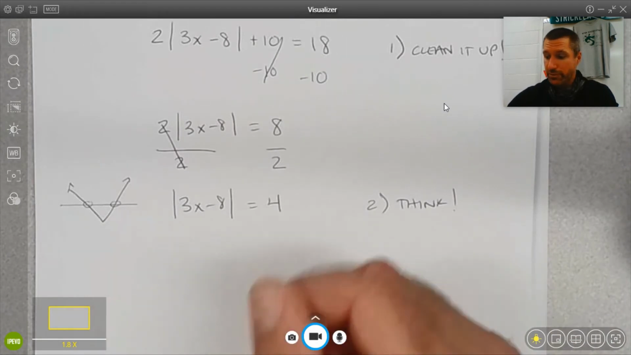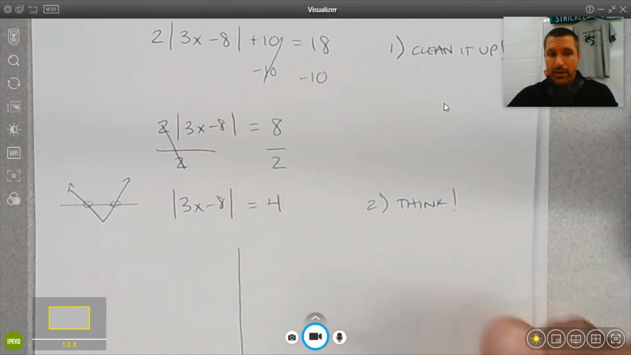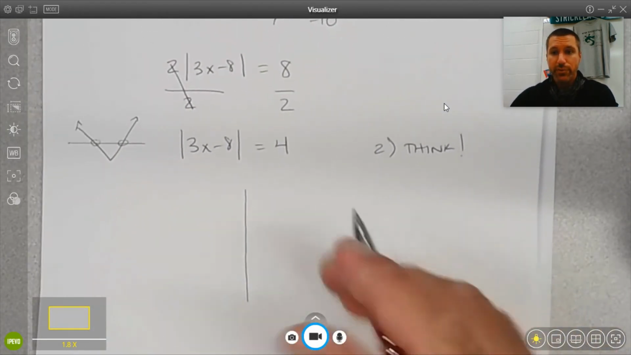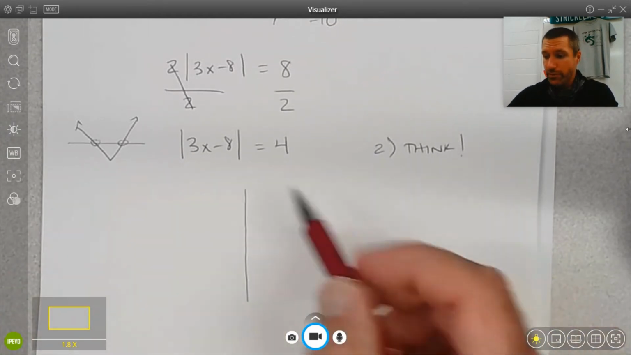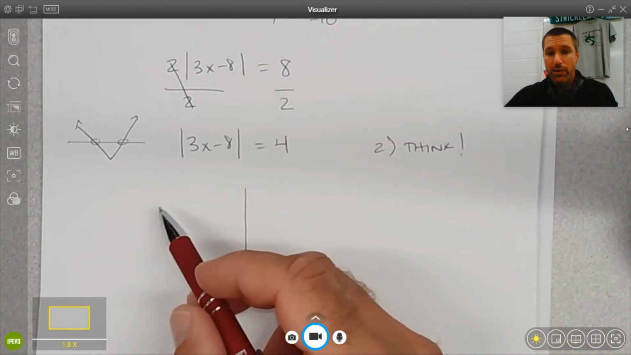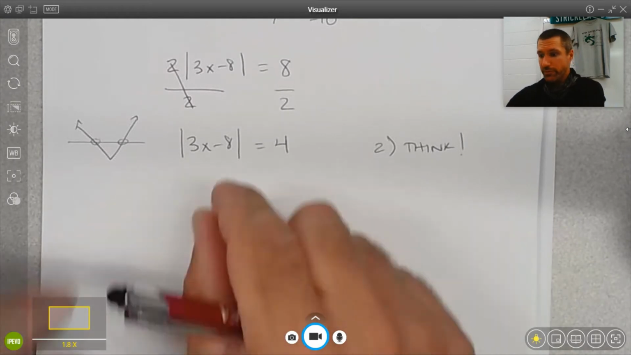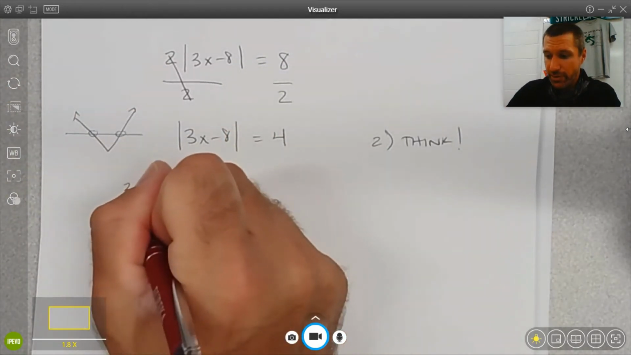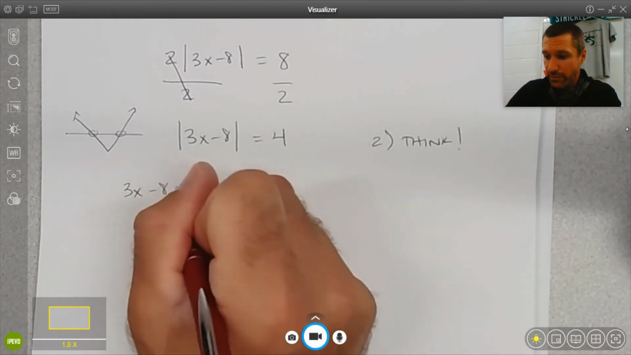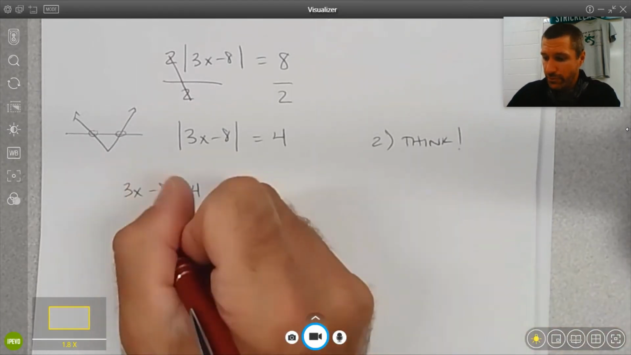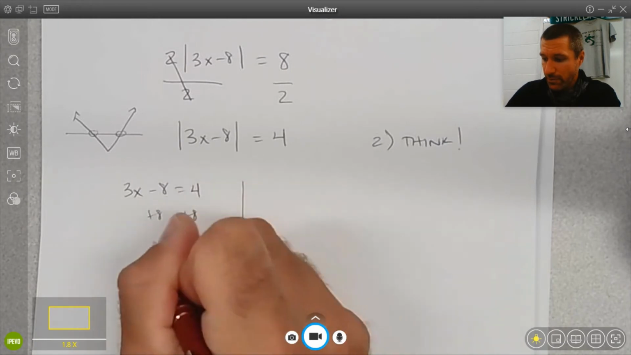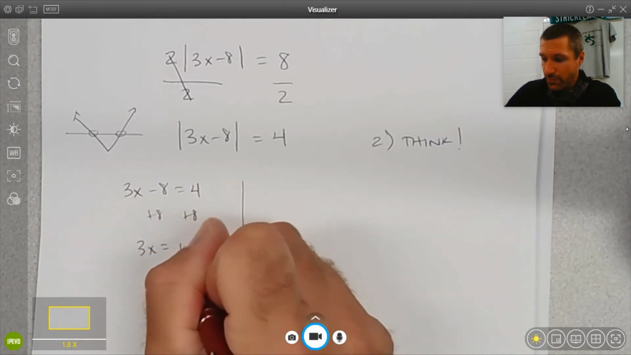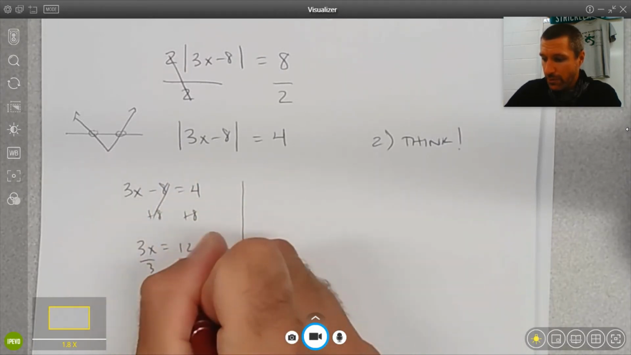So what I want you to do is draw a line right here, and we're going to try to account for both solutions. On this side, all I want you to do is take the absolute value symbols and throw them away, and just solve the equation as if it was a standard linear equation. So plus 8, 3x equals 12, x equals 4.